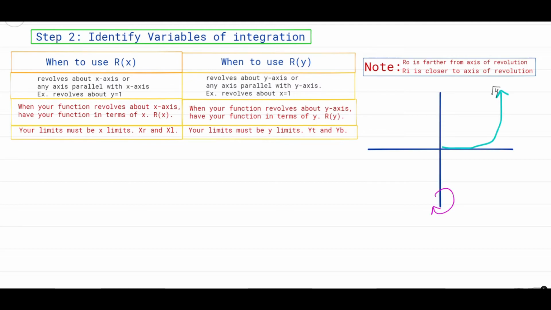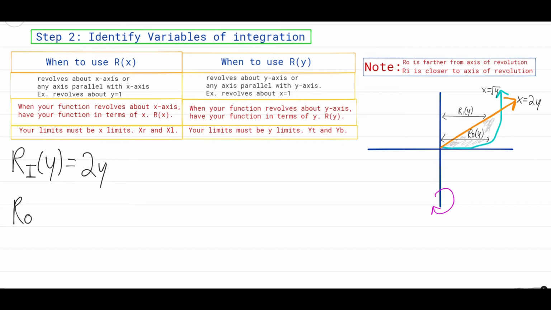So in this case, this was what our graph looked like. Our sketch looked like this. And we identified our outer radius and our inner radius. So what we do need to do now is identify which one's which. So the inner radius, as we can see, is that orange line, which is x equals 2y. Our outer radius is x equals the square root of y.